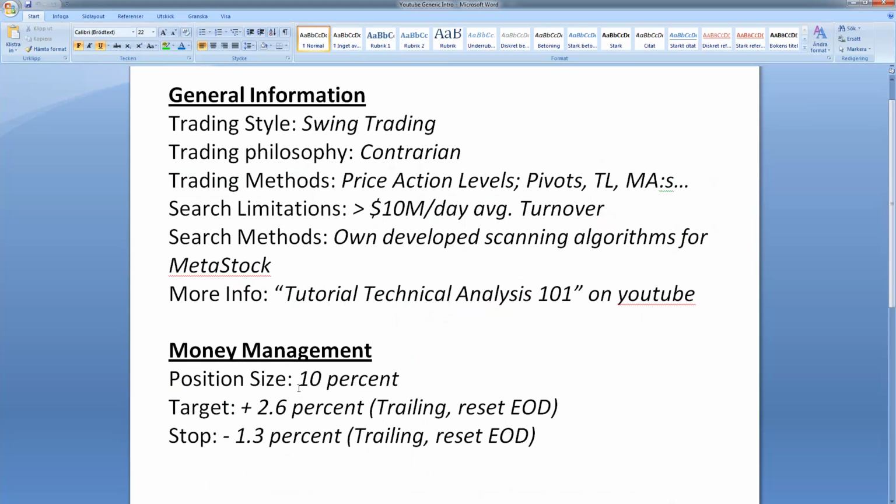First of all, like always, I'm giving you general information on how I operate. I'm a swing trader. I'm using a contrarian style. My methods for taking trades are price action levels, that's pivots, peaks, troughs, trend lines, and moving averages. I only take trades with stocks that have more than $10 million in daily average turnover. My sales methods come from my own developed scanning algorithm that I built in the Metastock platform.